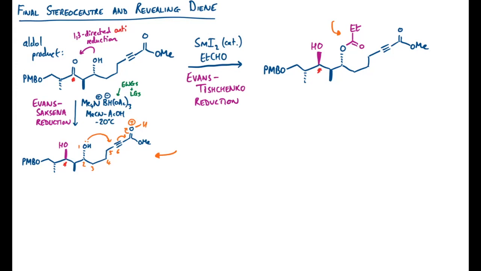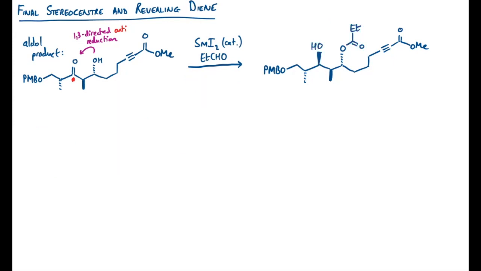So pushing forwards, let's use the Evans-Tishchenko reduction product and move on to the alkyne isomerization. Now, it turns out there's a really simple procedure for this. All we need to do is add triphenylphosphine in the presence of phenol. So that's the source of acid I was talking about before.